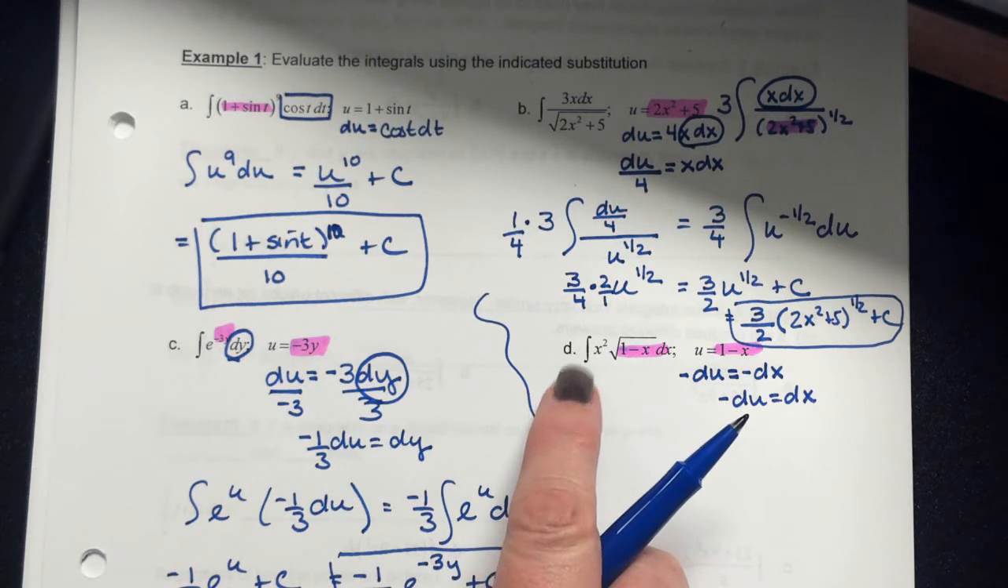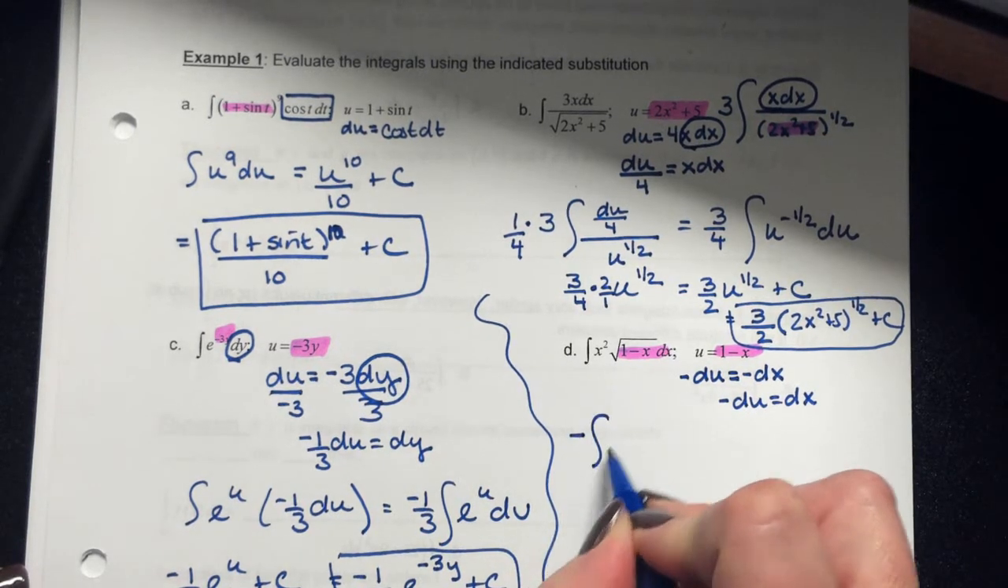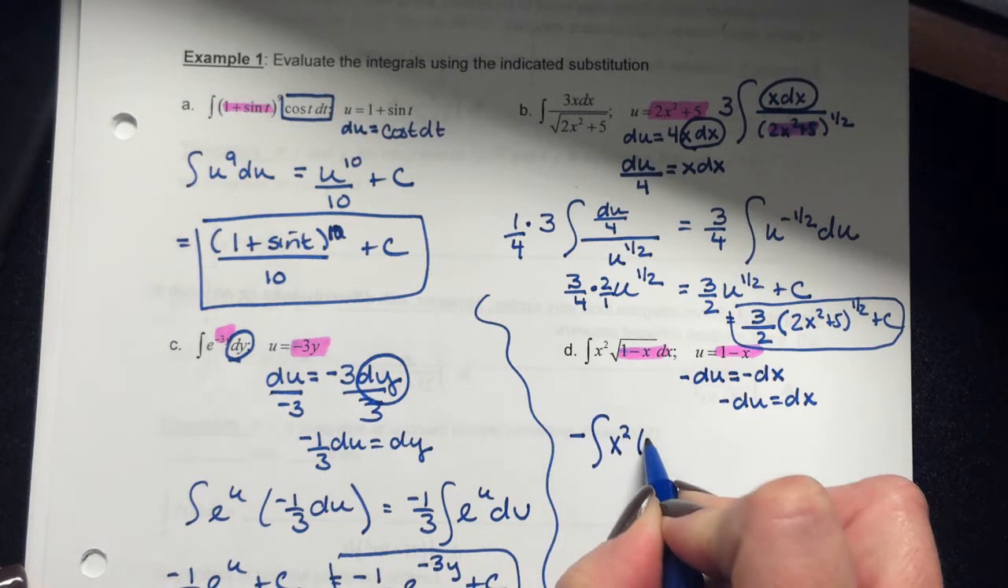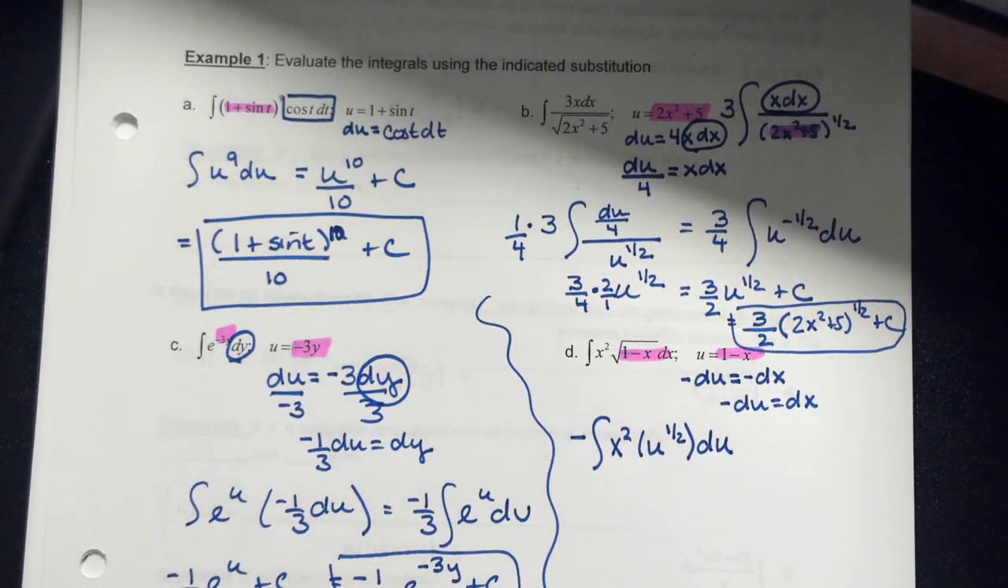What do I put in front of this integral sign? I'm going to put a negative. So I'll have negative x squared times, I'm just going to replace this as u to the 1/2 du. Wait a minute, I've got a problem. What am I going to do with this x squared?